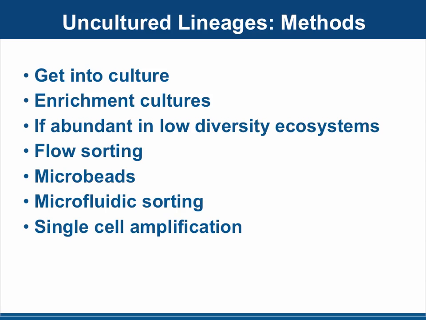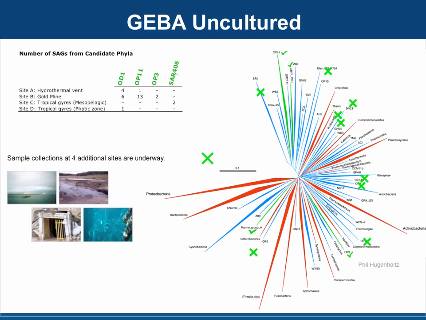There's been a lot of effort in doing single cell sorting or amplification to generate genome sequences. There's even a large GEBA Uncultured project now at the JGI. Tanya Wojcicki has been running it. The first paper on this project has now been accepted. But there's a large project that they are coordinating there to march their way through the tree and fill in genomes using single-cell genomic approaches.